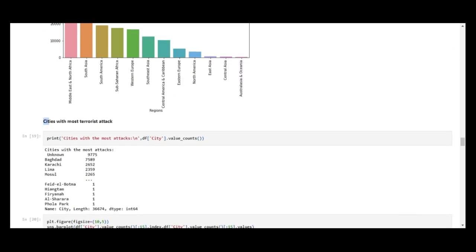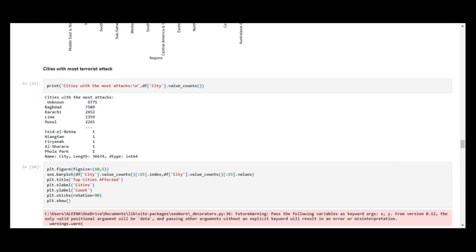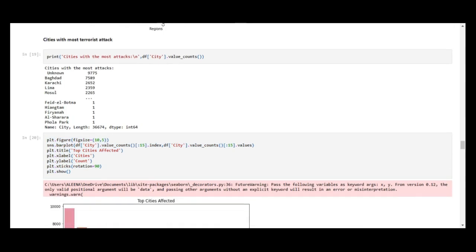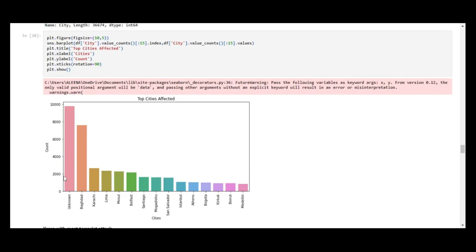Next, for the city-wise terrorist attacks, the list of the cities has been displayed below. Here also the bar plot has been shown. Now, here we can see that Baghdad was the first city that has been highly affected by terrorist attacks, since the first one is unknown to us.